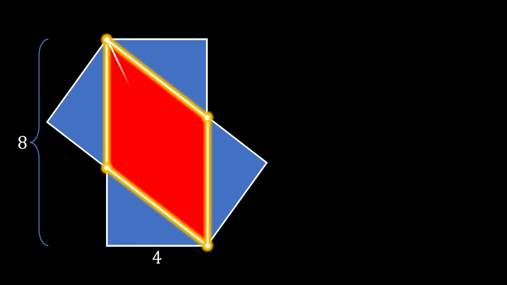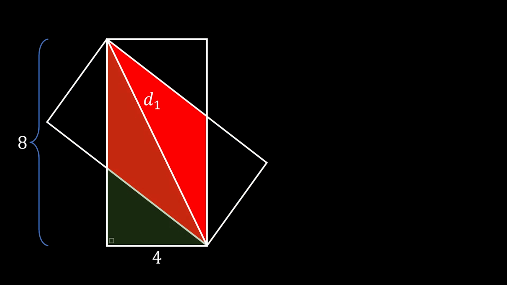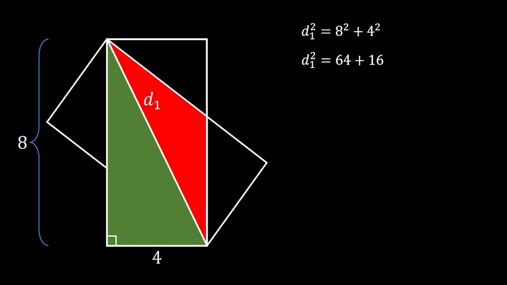We will first pull the big diagonal of this rhombus and label it as d1. Now we will notice that this diagonal is actually equal to the diagonal of our rectangle. And we will use the Pythagorean theorem to find this diagonal. We can say that d1 squared is equal to 8 squared plus 4 squared. We will simplify this and get that d1 squared is equal to 80, which means that d1 is equal to 4 square root of 5.